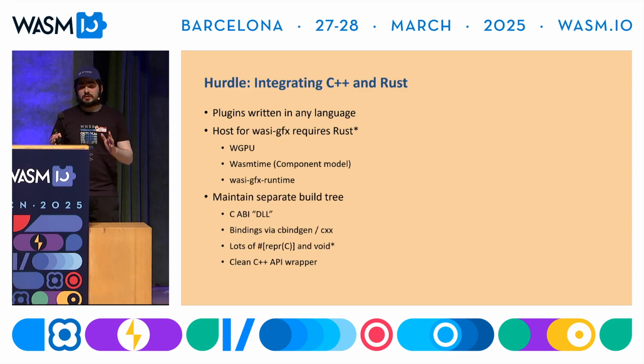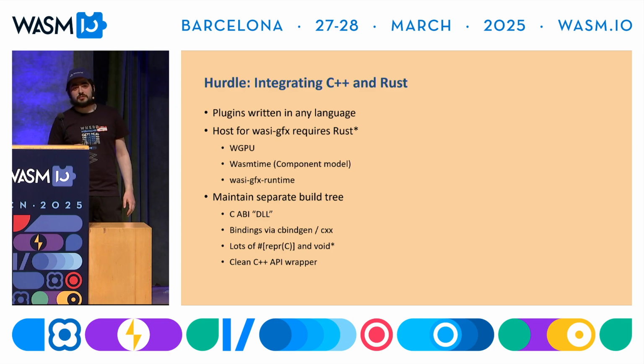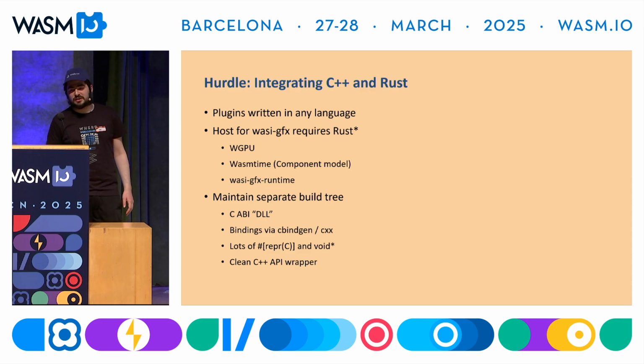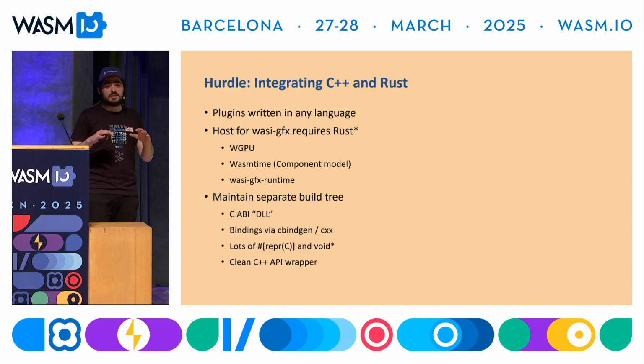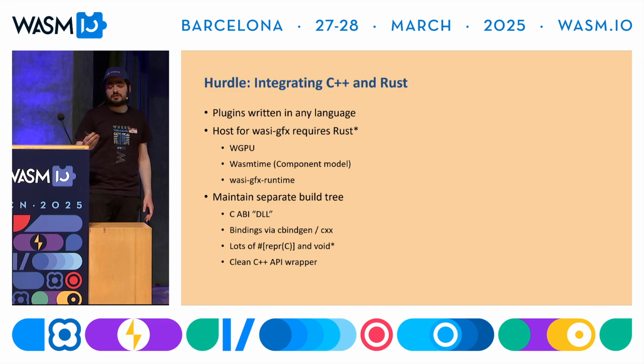So that's why we have to maintain a separate build tree where we generate a DLL with all the Rust artifacts inside. And we have to use a lot of FFI with cbindgen, and we're probably going to move to CXX for better safety. And we end up with lots of wrapper Cs and void stars, which is not great, but we're working on reducing those. But the result is a clean C++ API wrapper around that low-level FFI interface. We just ship a DLL with a nice C++ interface, and you can just make use of that in the game and it feels just like regular C++.